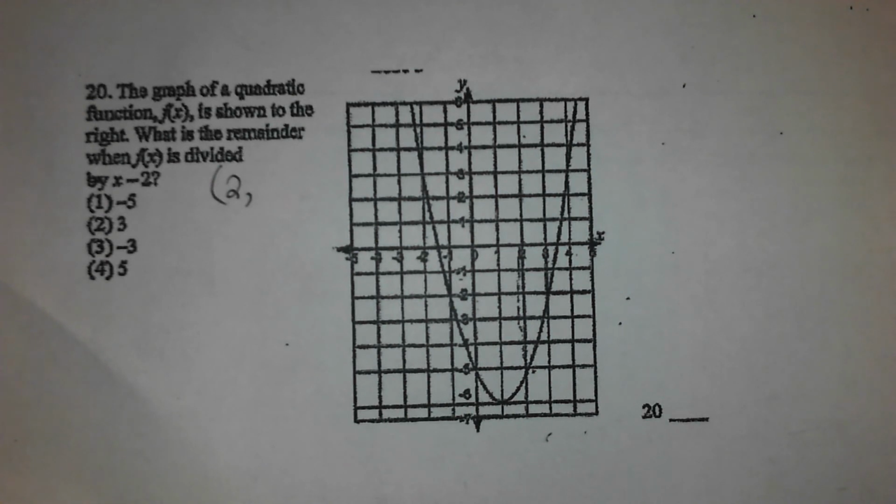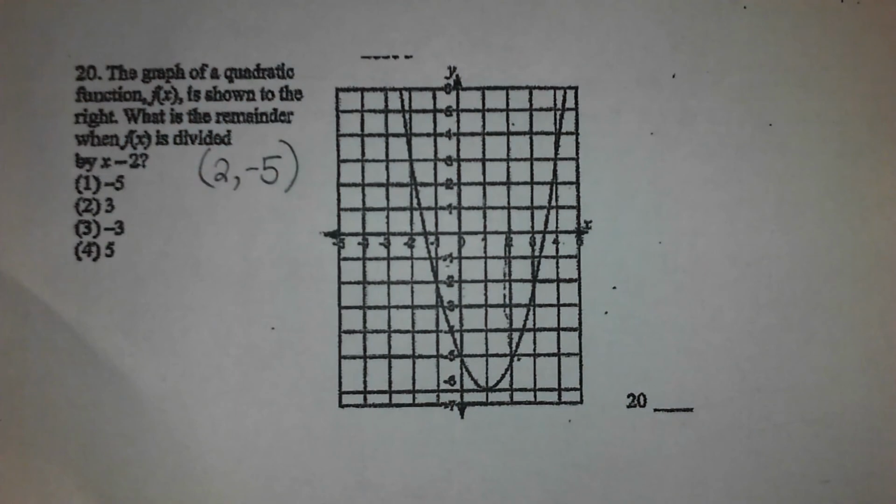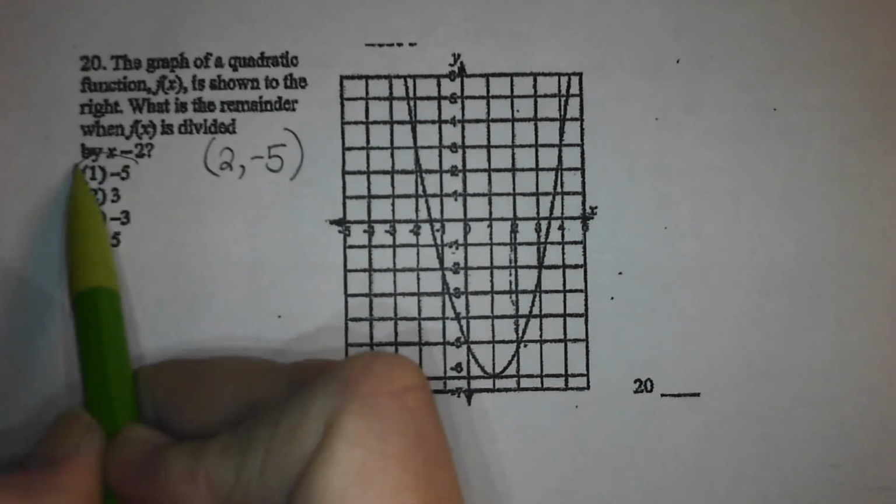What is it, Angie? 2 what? The point on the graph is (2, negative 5). So, what's the remainder? Negative 5. Does that make sense?